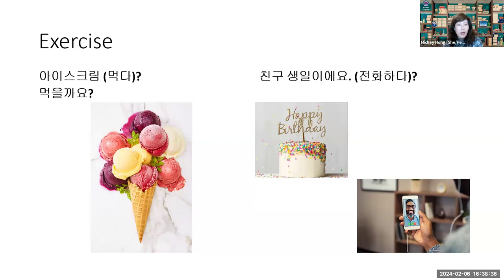Ice cream, shall we eat ice cream? Ice cream 먹을까요? You can ask. Remember the other example was ice cream 먹을래요? It's just 래요 is a little bit more casual, okay? Do you want ice cream? And 을까요 is a little bit more considerate. Shall we? That's what it literally means. Shall we? 래요 is like you wanna, okay? 친구 생일이에요. Shall we call him? 전화할까요?